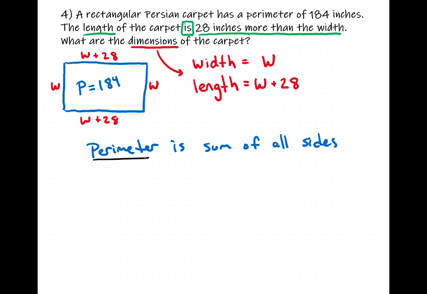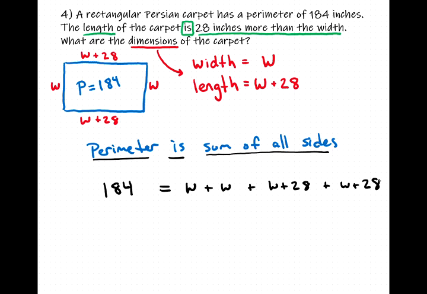The perimeter, well, we know that is 184, equal to the sum of all the sides. Well, there's four sides there. There's a W, the width and the width, and then the length and the length. W plus 28 plus W plus 28, or basically the left side, the right side, the top side, the bottom side. So those four sides added up should give us the perimeter.